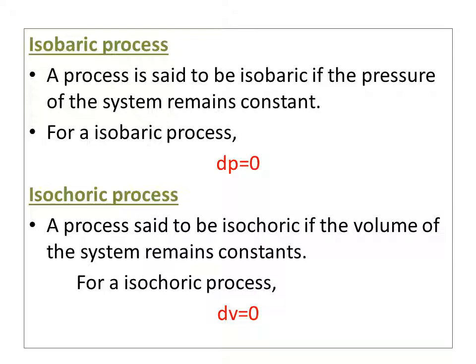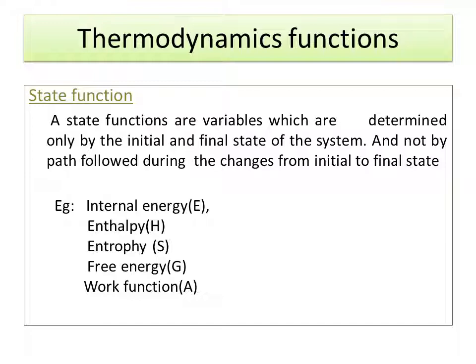Next one is isobaric process. A process is said to be isobaric if the pressure of the system remains constant. That is, for isobaric process, dP is equal to 0. Isochoric process. The process is said to be isochoric if the volume of the system remains constant. That is, dV is equal to 0. Combustion of fuel in a bomb calorimeter is an example of isochoric process.